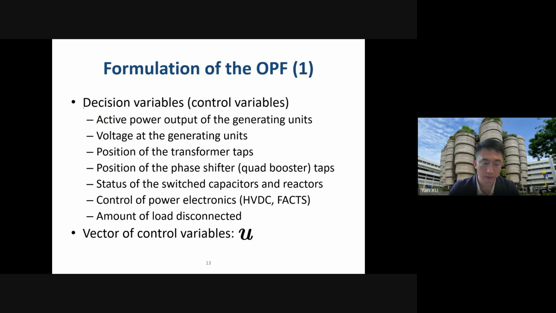Now, once again, here is a list of different kinds of decision variables. For example, we can dispatch the generator power output. We can dispatch the generator's voltage settings. We can dispatch the positions of the transformer taps and the phase shifter taps, and the status of the capacitor banks, on and off, right? And we can even optimize the power electronics devices. Besides, we can optimize the load shedding. If there is a need to shed the load, what will be the optimal amount to be shed? We can certainly optimize this. Then these control or decision variables are usually denoted as U, as a vector U.